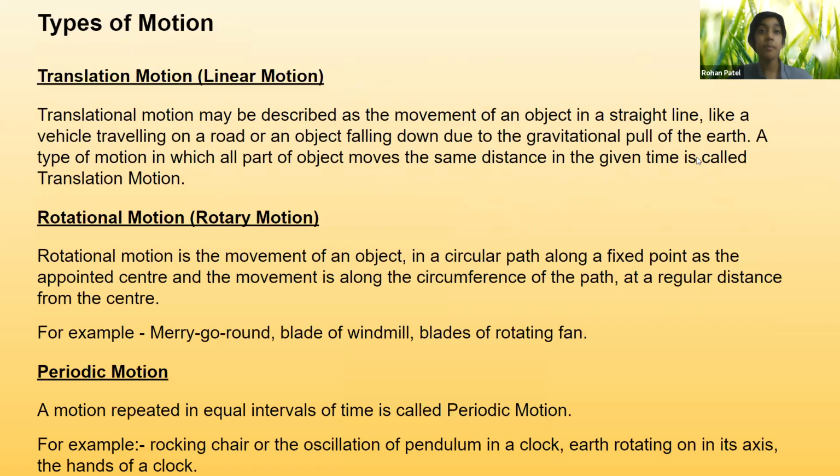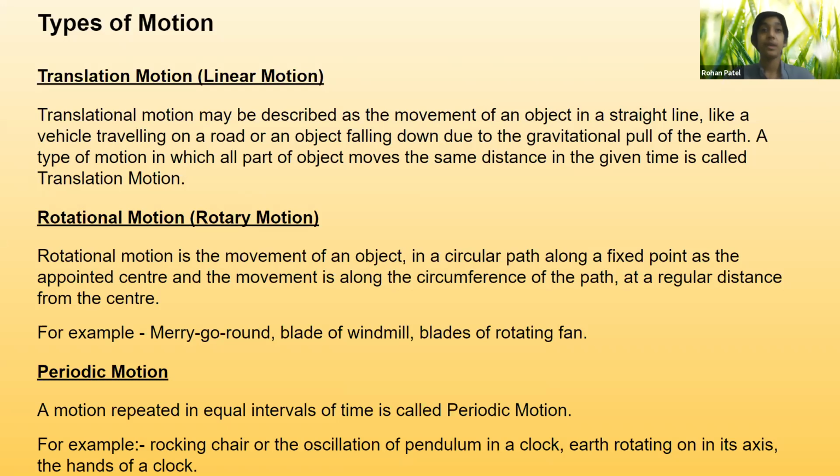Types of motion. There are many different types of motion. Translation motion, also known as linear motion. Translational motion may be described as the movement of an object in a straight line, like a vehicle traveling on a road or an object falling down due to the gravitational pull of the Earth.